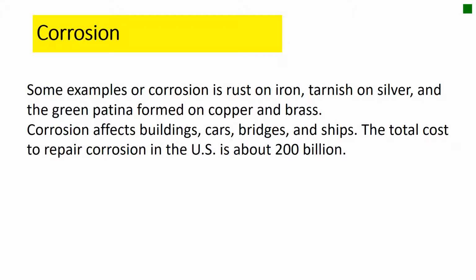Some examples, like I was saying, are the rusting of iron, the tarnish on silver, and the green patina formed on copper and brass. Those are some examples of corrosion. So it's nothing big, like I said, just the normal things. Just look at corrosion as a chemical reaction that's affecting the texture, color, and the metal itself, basically.